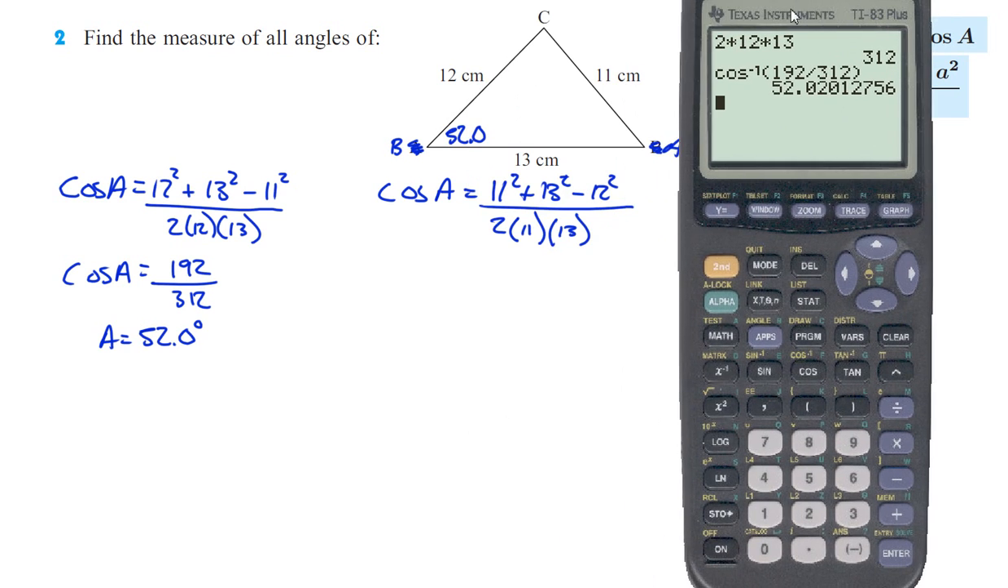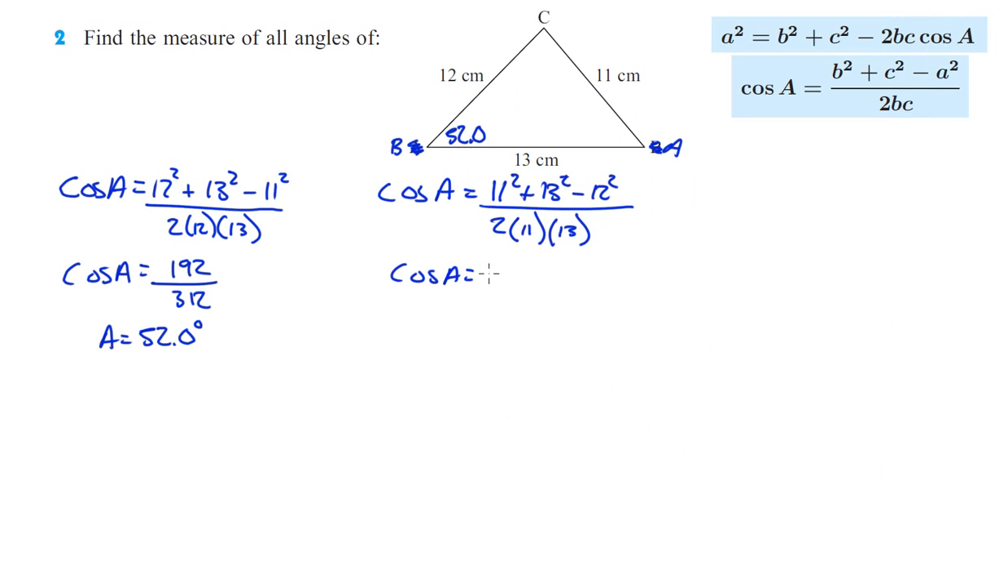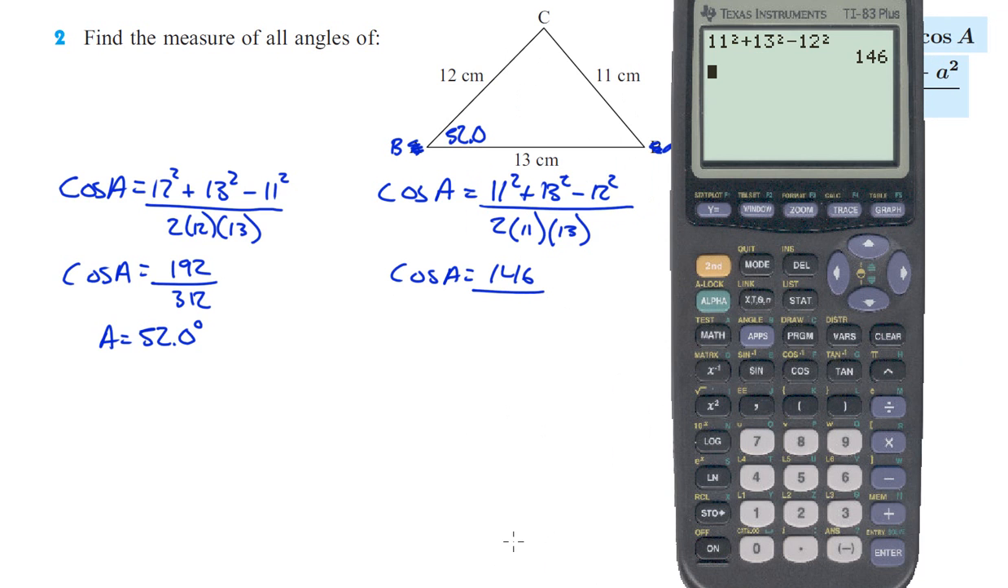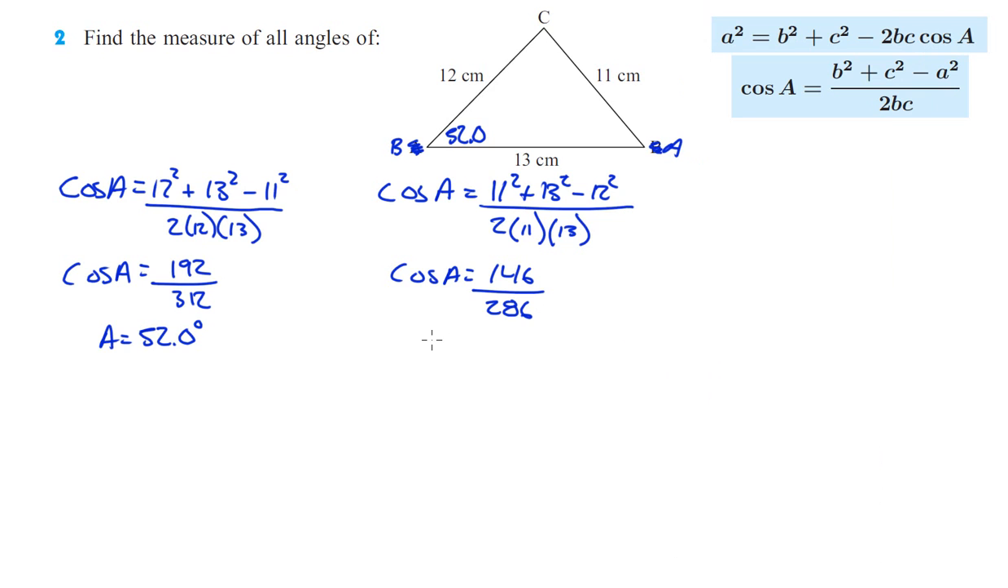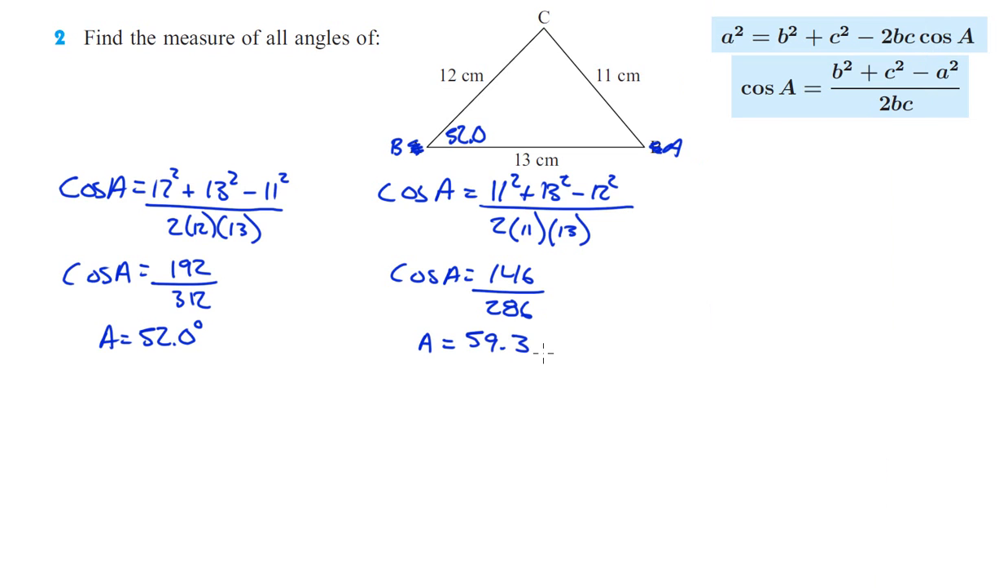Anyway, let's calculate this one out. We get 11 squared plus 13 squared minus 12 squared, and that gives us 146. So we have cosine A is 146 over 2 times 11 times 13, which gives us 286. Now we're going to look for the angle, so we do second cosine of 146 divided by 286, and we get 59.303. So let's call it 59.3 degrees.